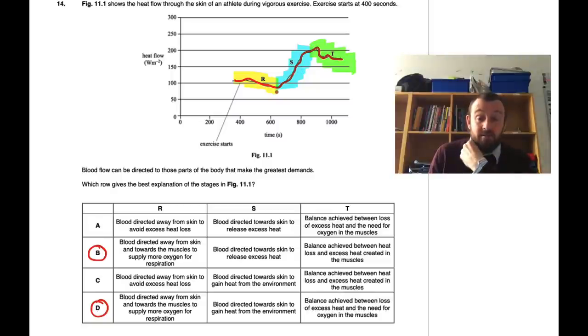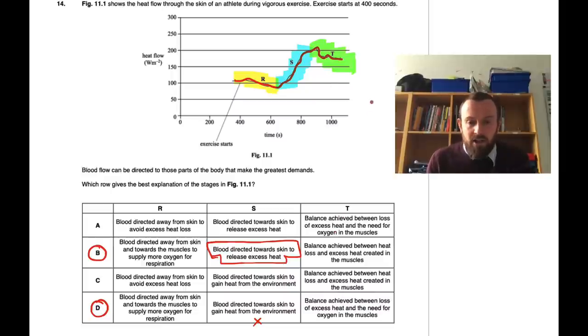At S, now heat flow is a lot higher, so blood is going to be diverted towards the skin to release excess heat. Yeah, so this is the one. B. It's not the other option. We're not lizards. Humans don't gain heat from the environment. We don't bask in the sun. Well, we do sunbathe, but it's not to raise our body temperature.